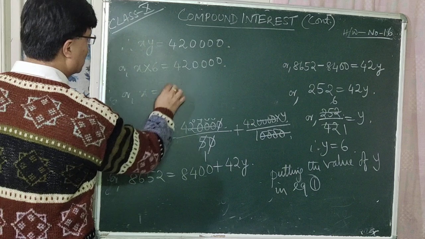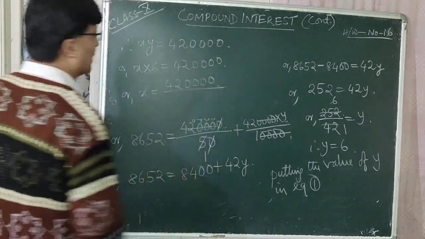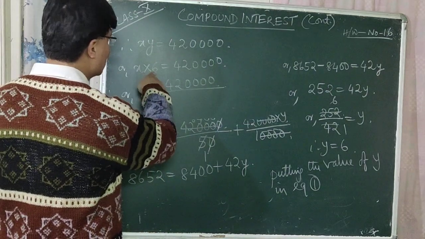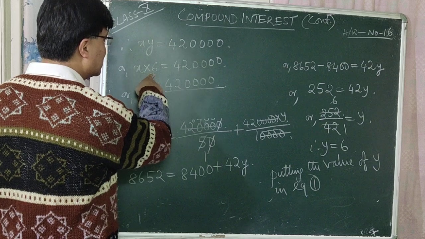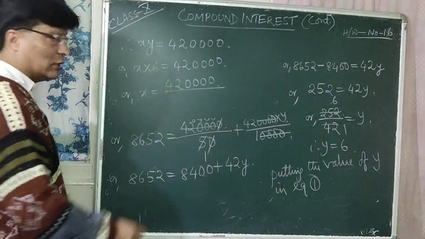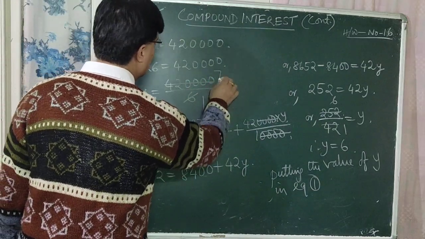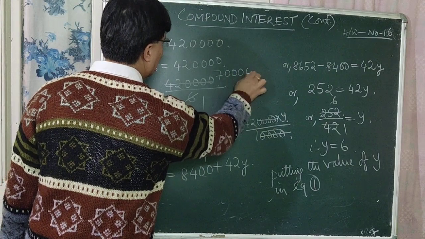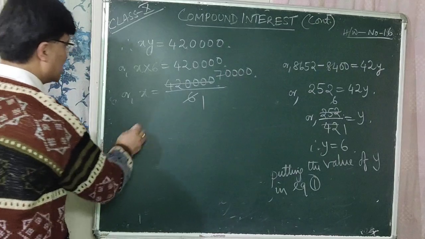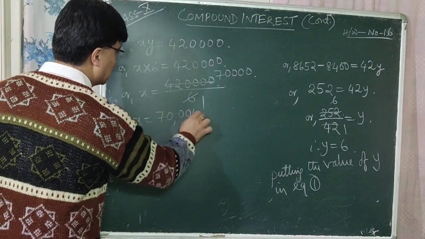Or what is x is equal to? 4, 2 and 4 zeros, that is 4,20,000 divided by 6. When this 6 goes to the right hand side, it goes to the denominator. 6 ones are 6, 6 sevens are 42, and how many zeros are there? 4 zeros. Therefore, x is equal to 70,000.